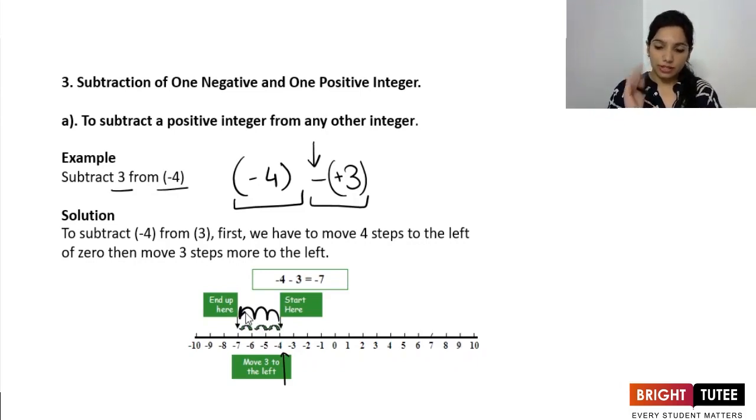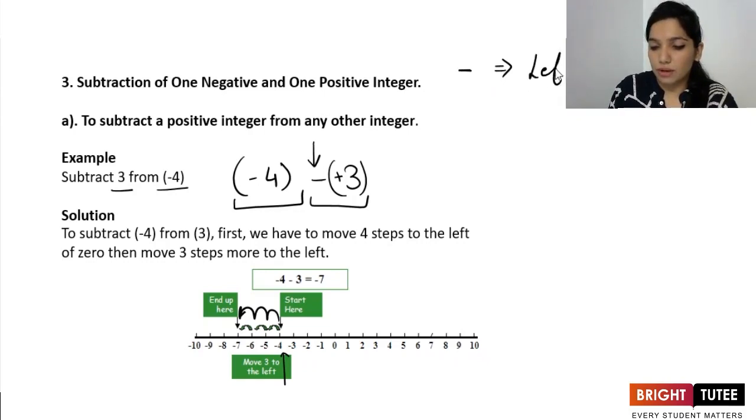Now listen to this carefully. I know it's a little tricky, but listen to this carefully. Minus sign shows that you move to the left in your number line. Plus sign shows that you are supposed to move right side in your number line.